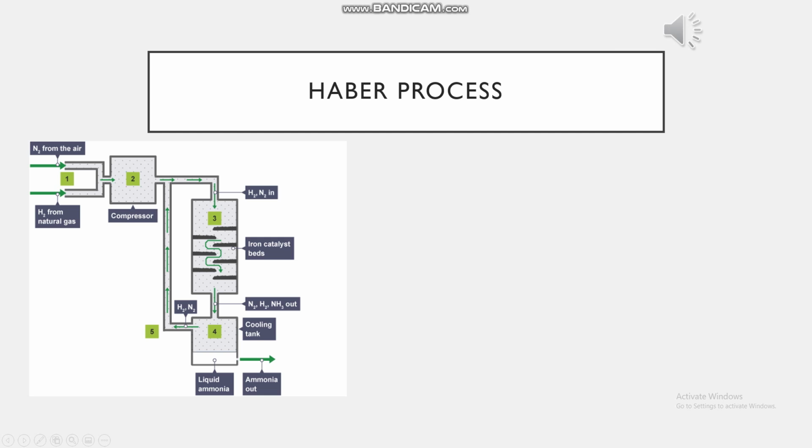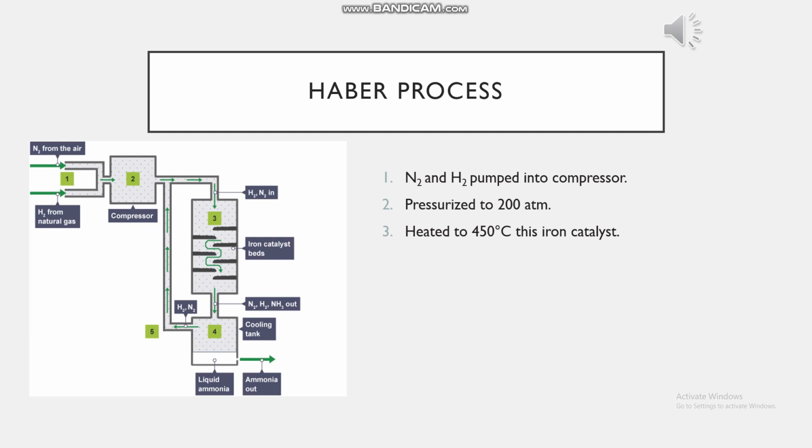This diagram illustrates the Harbour process. In the first stage, hydrogen and nitrogen are pumped into a compressor. Inside the compressor, they are pressurized to 200 atmospheres. They then move into a chamber containing the ion catalyst, where they are heated to 450 degrees Celsius. In this chamber, the reaction occurs, and a mixture of ammonia, hydrogen, and nitrogen exit and enter a cooling tank.